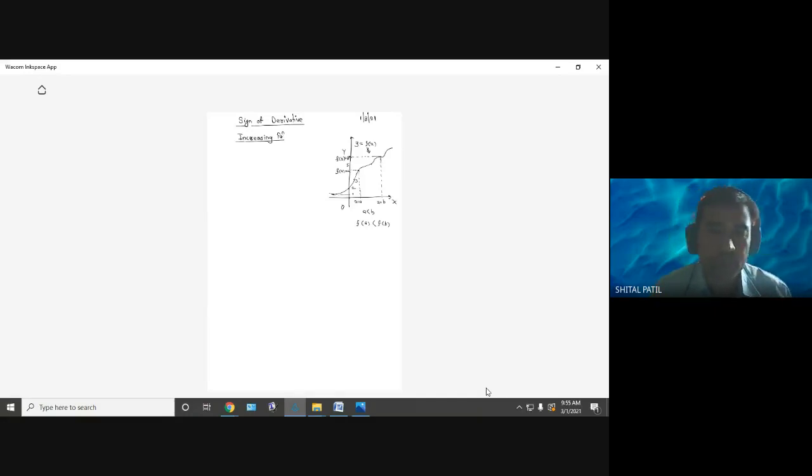Okay, draw the graph and below that write. Draw the graph. Then write.